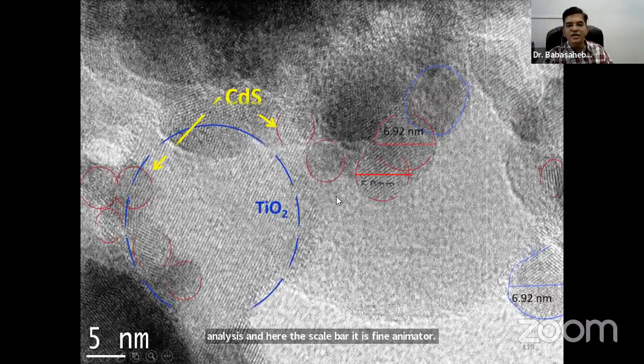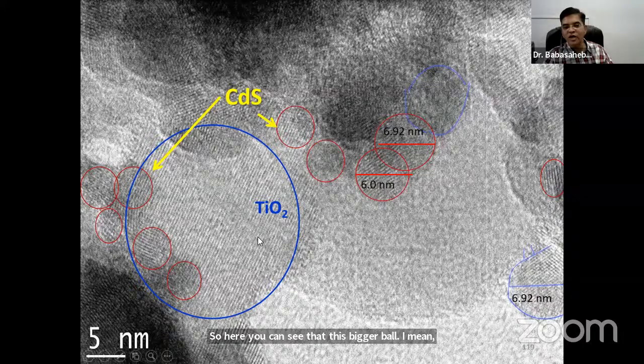So here you can see that this bigger ball has planes oriented in one direction. These are the TiO2 nanoparticles from the Degussa company, having an average particle size of about 25 nanometer. And the smaller circles are the CdS quantum dots, which are grown on the titanium dioxide nanoparticle. And here you can see that the size is about 5 nanometer by using the SILAR method. And the particle size is very uniform, 5 or 6 nanometer for this CdS. So it is possible to fabricate quantum dots by using a simple dipping technique called the SILAR technique.